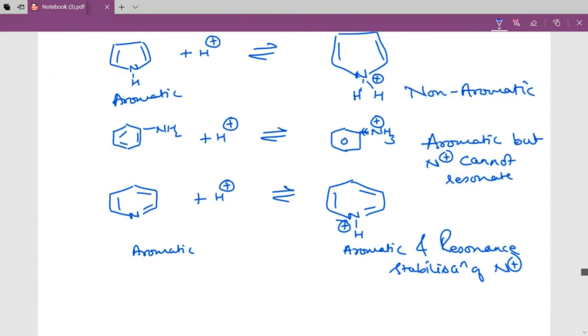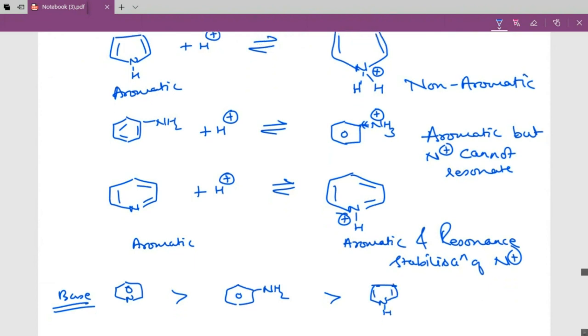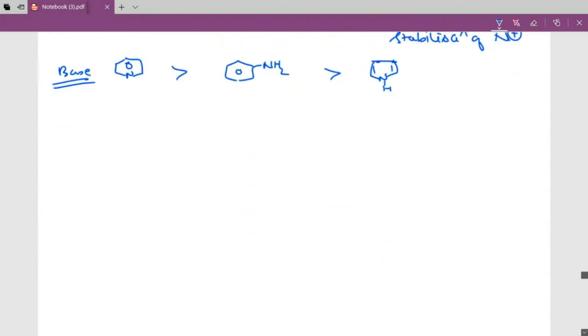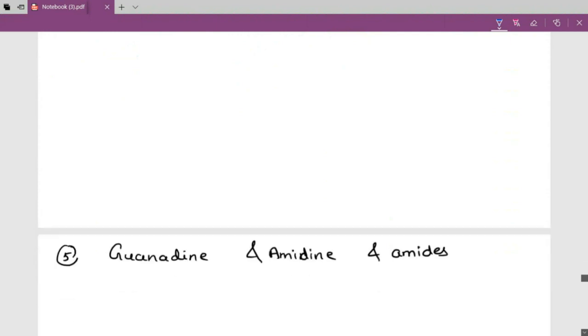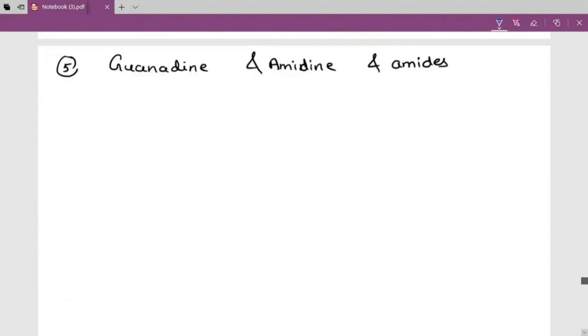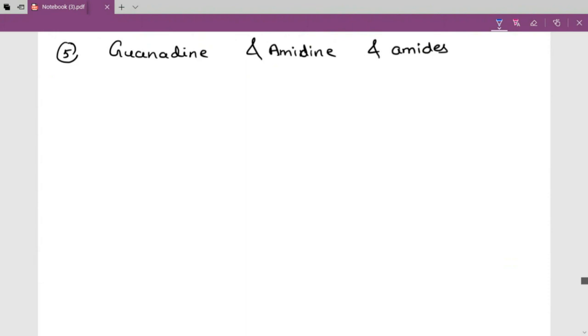So from here we can conclude that pyridine is going to be the strongest base, then it is going to be aniline, and pyrrole is going to be the weakest base of all. Okay, this is a very important point. Please go through it.